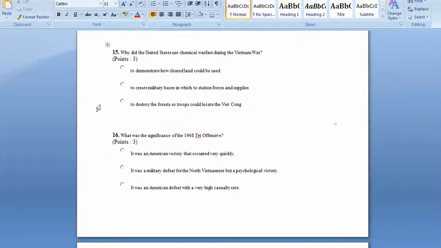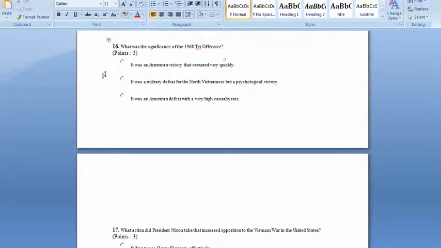Number 15, why did the United States use chemical warfare during the Vietnam War? To demonstrate how cleared land could be used to create military bases in which to station forces and supplies, or to destroy the forest so troops could locate the Viet Cong.